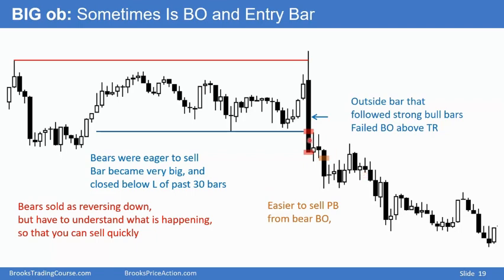Here we have a triangle, 3 pushes up, 1, and then 2, and then a third bull bar, 3. That's another sell signal.